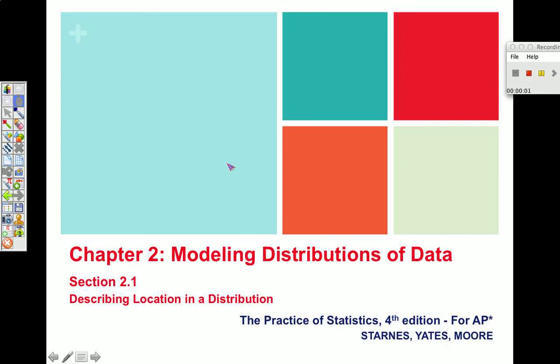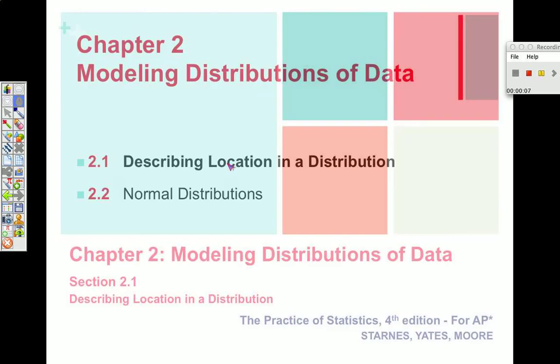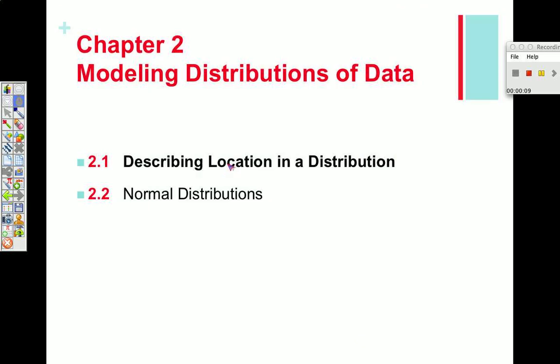All right, so we're going to be starting our look at distributions of data. And today we're going to be describing location within a distribution. So distribution of data, that's the shape of the data, that's what it looks like, it's what all the data values are. We're going to be talking about where particular values lie and why that might be important as we go forward.